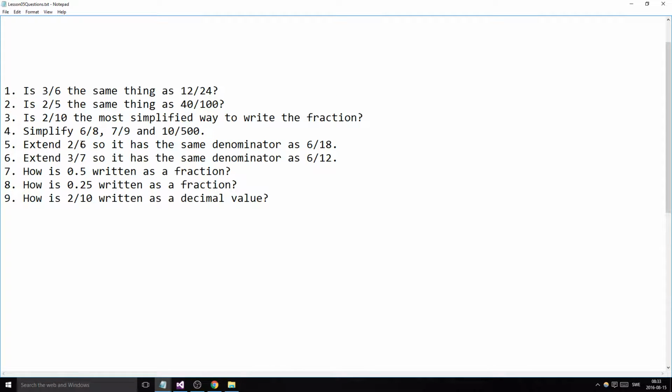Okay, so extend 2/6. This is the other way around, when you can extend stuff. So it has the same denominator as 18. Remember, this is the denominator. So we want the same denominator. So we want to multiply 6. We want to see if we can do this.